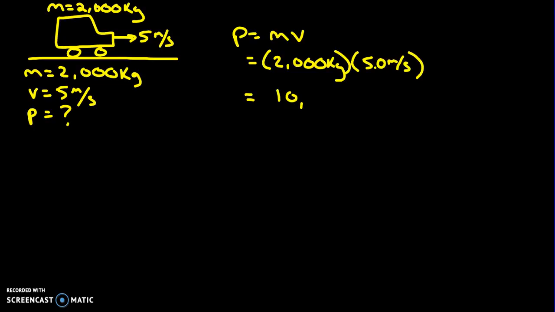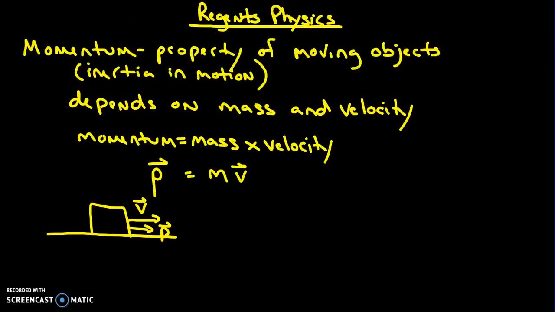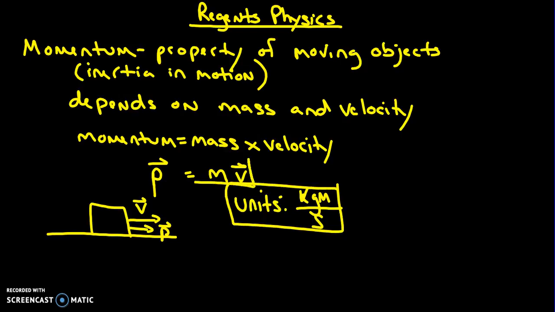So we get 10,000. And if you want to think about units, we had a kilogram and we multiplied it by a meter per second. So the units for momentum are just that, a kilogram meter per second. So the momentum of this car is 10,000 kilogram meters per second. So let's actually go back and put that on our previous page here. The units, kilogram meter per second. I'm going to actually box these two things.